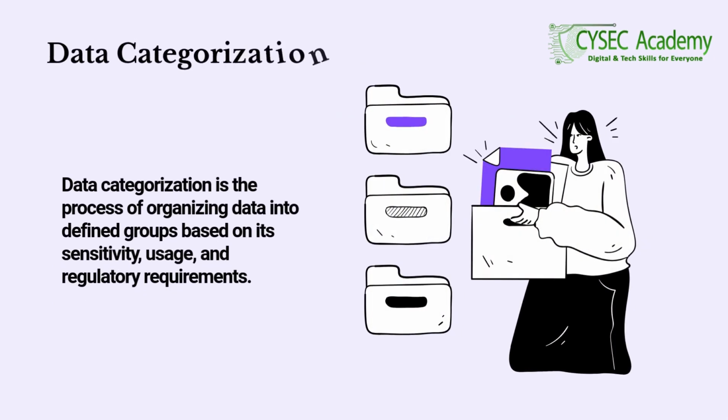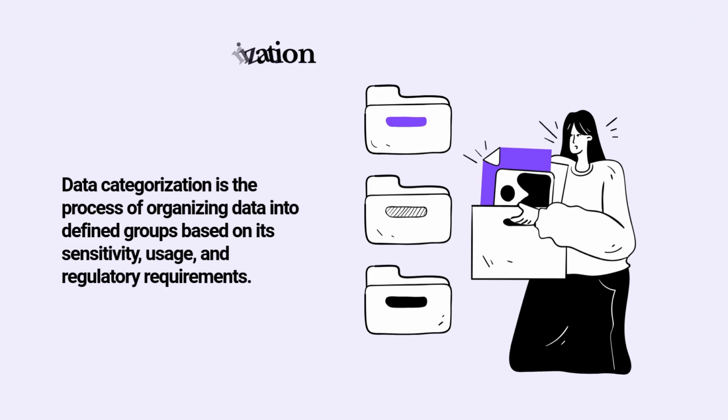Data categorization. Data categorization is the process of organizing data into defined groups based on its sensitivity, usage, and regulatory requirements. In financial institutions, this typically includes categories like public, internal, confidential, and restricted, each requiring different levels of security to protect against unauthorized access or misuse. Let's explore each of these categories.